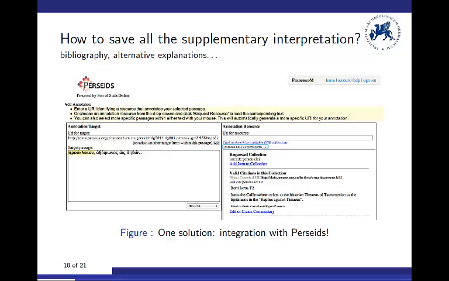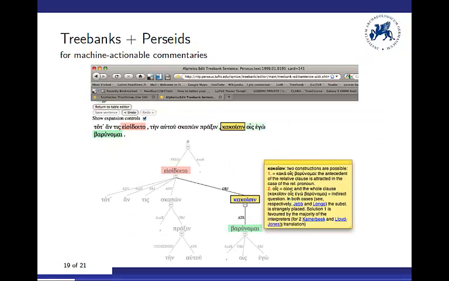Why not, for example, use this interface for cooperative commentary, like Perseids, that Monica referred to before? After all, every word, every token in the Treebank has a unique identifier that can be easily converted to a CTS URN and then linked to a comment in this interface. So we can see, okay, I accepted the interpretation of Kamerbeek and did not accept the most widespread interpretation. And this is a very rough mock-up of something that I have in mind, this kind of interaction, where we can visualize the Treebank and we can visualize comments.